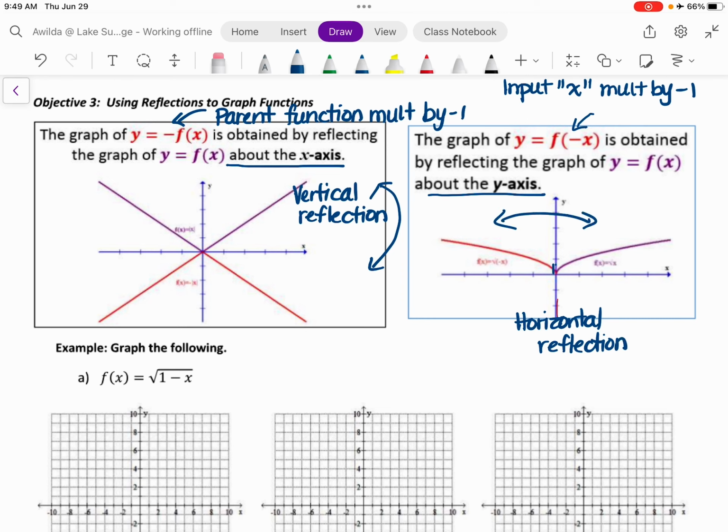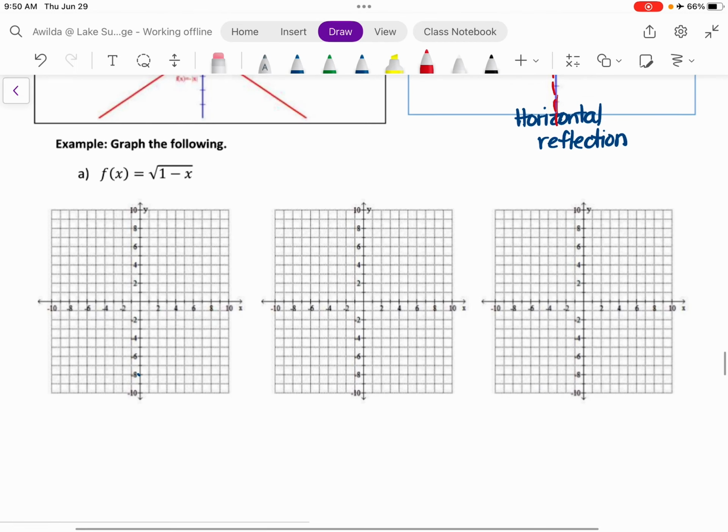So in these two cases, the mirror is either the x-axis in the case of a vertical reflection, right? That's our mirror or our line of reflection. And in the case of a horizontal reflection, the mirror is the y-axis. So let's explore reflections through a couple of examples.